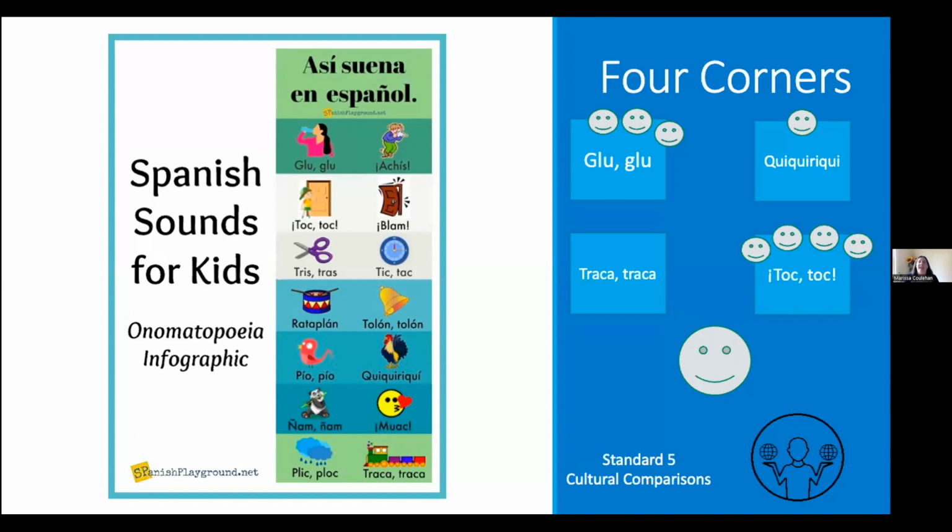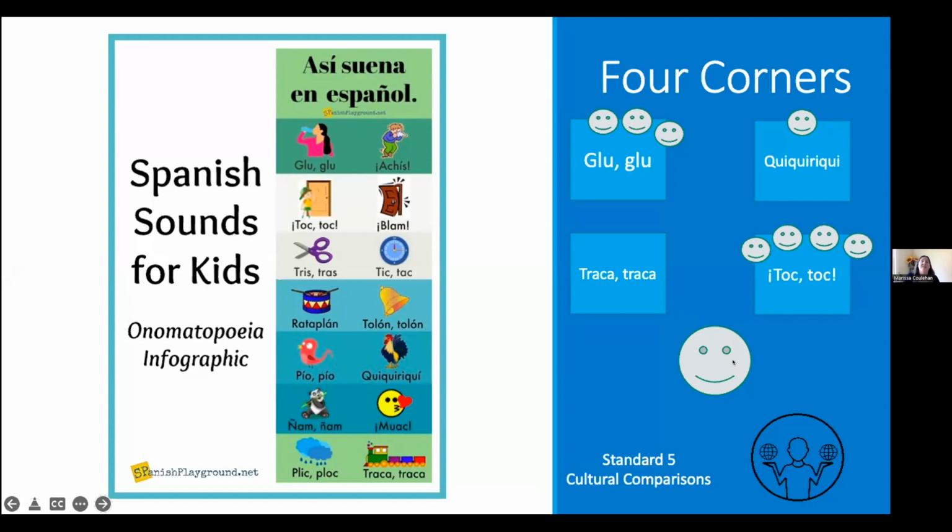And by the time we get to the end and I say, stop, all of the students have to be at one of those 4 corners. So they have to pick one. So you see here, 3 students picked gloop, gloop, gloop. 1 student picked kikiriki, and 4 students picked tuk, tuk, tuk.